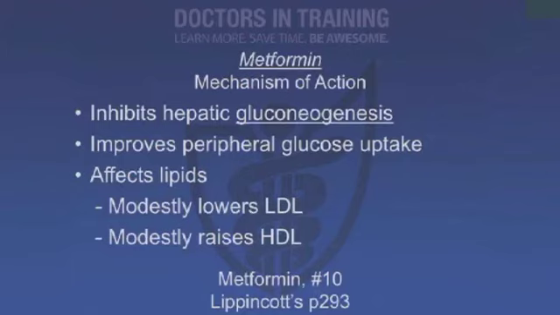The mechanism of action of metformin: it inhibits hepatic gluconeogenesis. It also improves peripheral tissue glucose uptake, and it has some effect on the lipids. It modestly lowers LDL and it raises HDL a little bit, so it has some additional benefits.